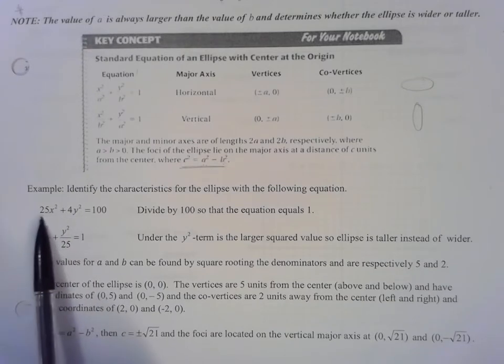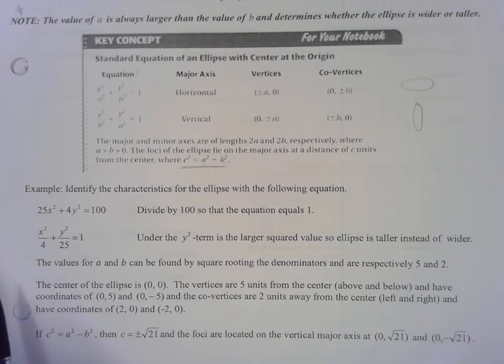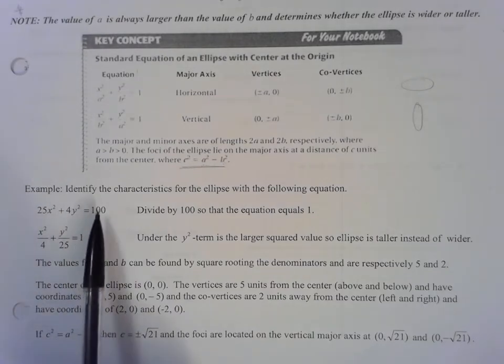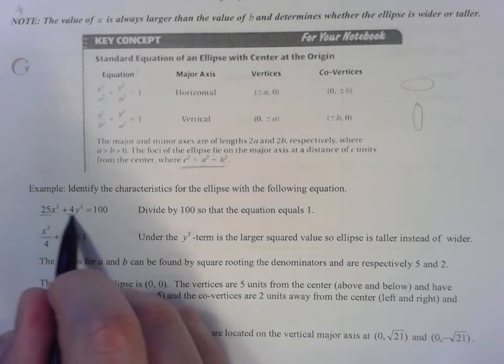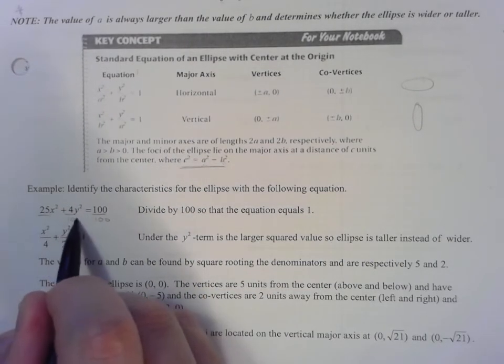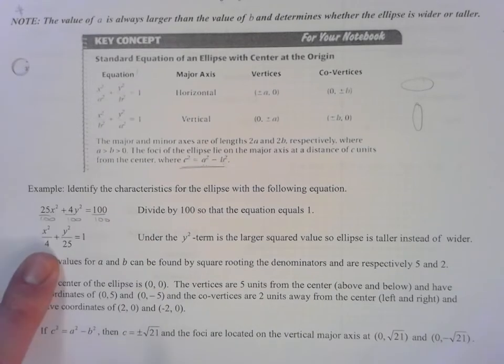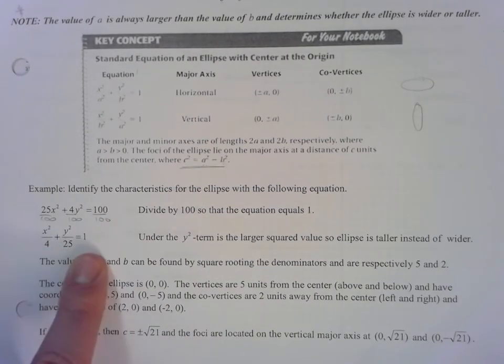So look at your coefficients, 25 and 4. They are not the same. An ellipse equation always has a 1 at the very end. So let's divide everything through by 100. And lo and behold, that's what's on our next line on the page: x squared over 4 plus y squared over 25 equals 1.